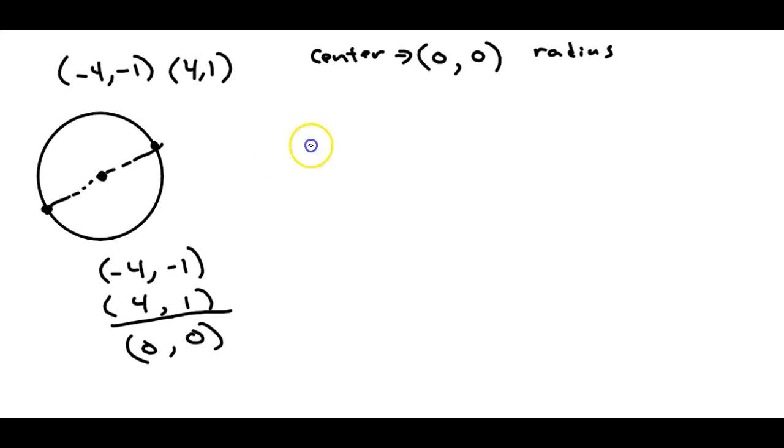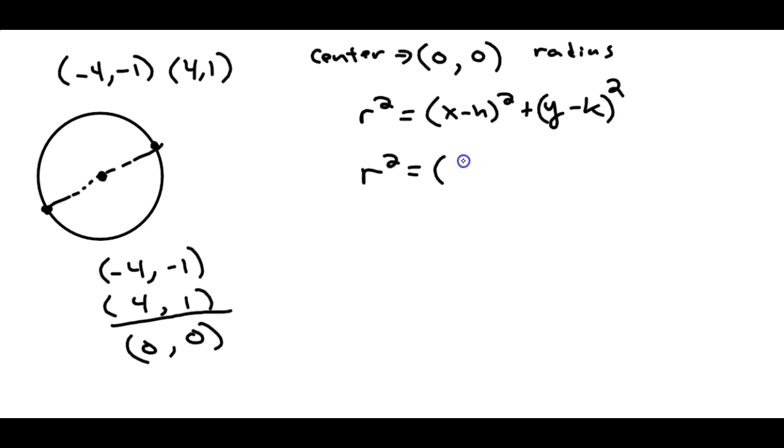To find the radius, I'm going to use the equation of a circle. The radius squared is equal to x minus h squared plus y minus k squared. I don't know my radius, that's what I'm trying to find. I do know a point on the circle. I'm going to pick this point right here, 4, 1, and I know the center to be 0, 0.